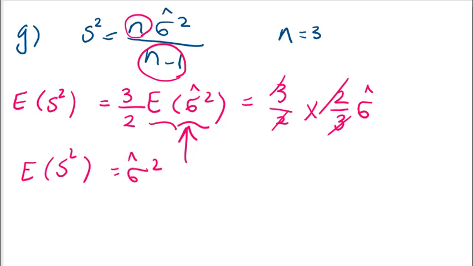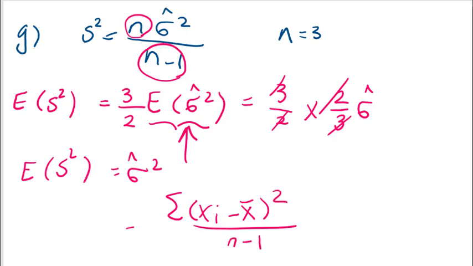That's why we say that an unbiased estimator for the variance would be the sum of xi minus x bar squared over n minus 1. That is an unbiased estimator, which is the formula for S squared, the sample variance. Okay, so that will conclude our question number 6 for lab 7. Thank you.